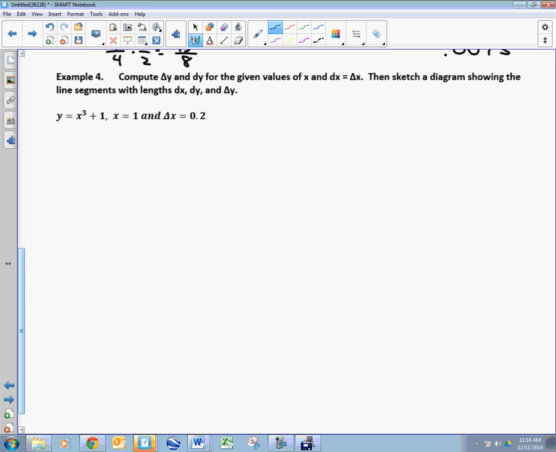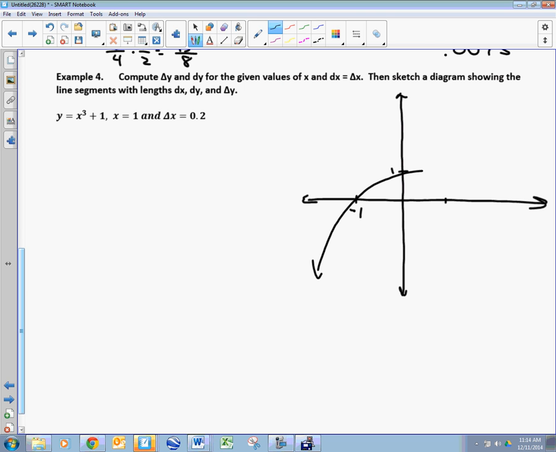Y equals x to the third plus 1. What does a cubic look like? Okay, and if it's plus 1, it's shifted up 1 unit. So we could graph this function pretty easily. With just a little bit of knowledge, this is going to go through negative 1. Hopefully your pre-calculus teachers taught you something about polynomials and functions.